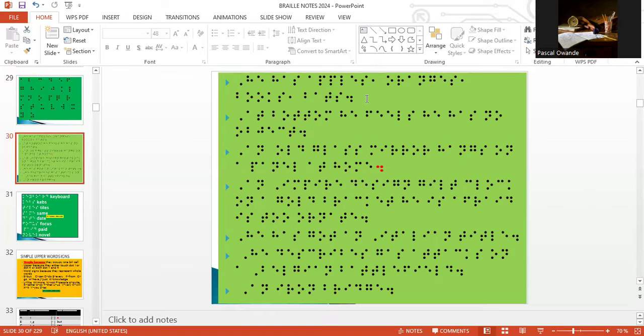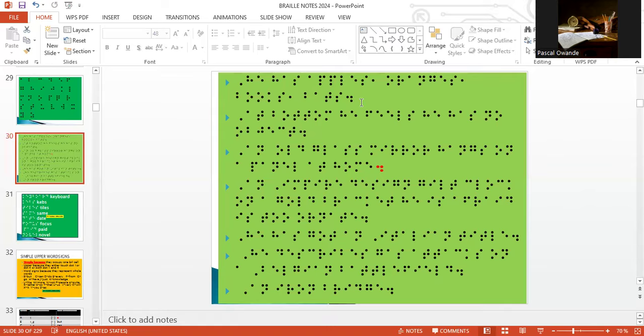oranges. He has apples, comma, oranges, comma, books, comma. Then there is the word bats, followed by dots 2, 5, 6. Dots 2, 5, 6 is a punctuation mark, and this punctuation mark is called a full stop.